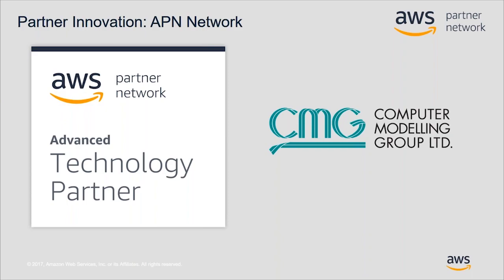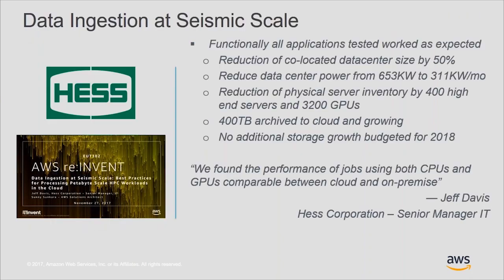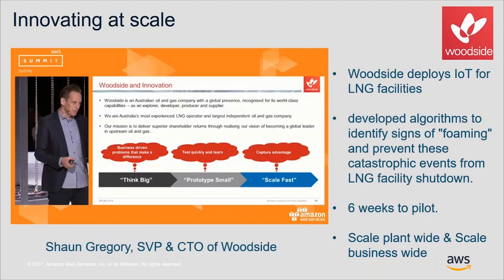The last couple slides I'd like to leave you with are just a couple of quick examples of how AWS has driven customer success in oil and gas. This slide depicts some valuable work that we completed with Hess, and it's summarized with the quote by Jeff Davis at the bottom. The performance of jobs using both CPUs and GPUs is comparable between the cloud and on-premise. And then lastly, with Woodside, it gives a quick overview of a project and shows the way that AWS likes to engage with our customers.